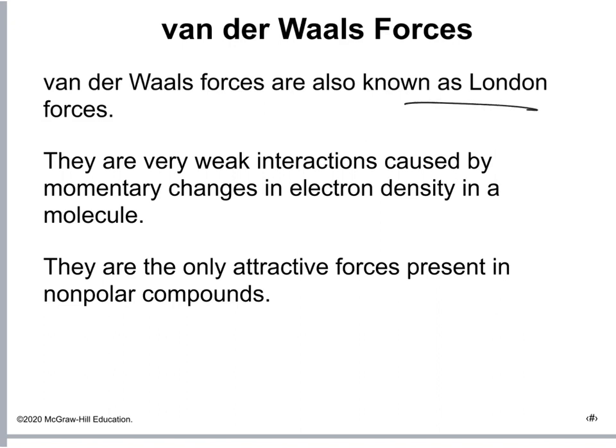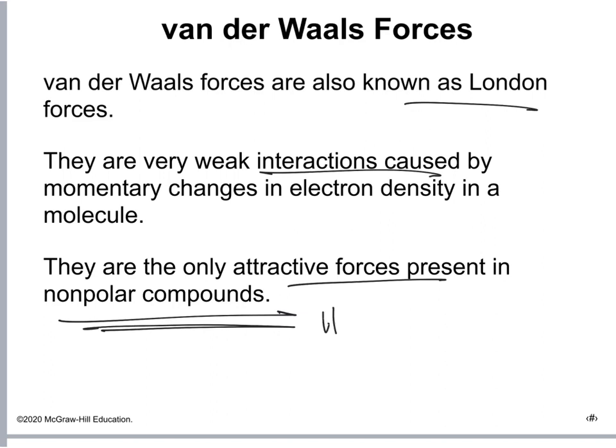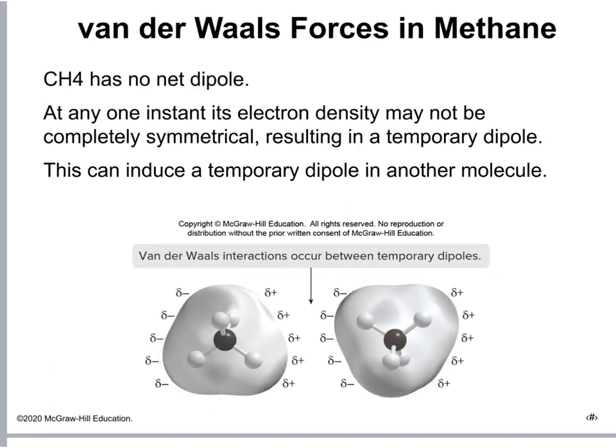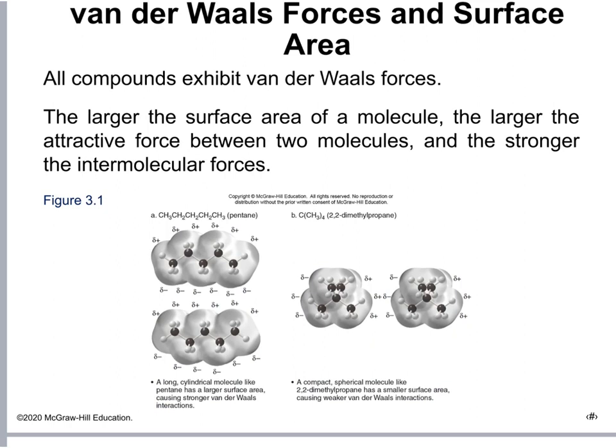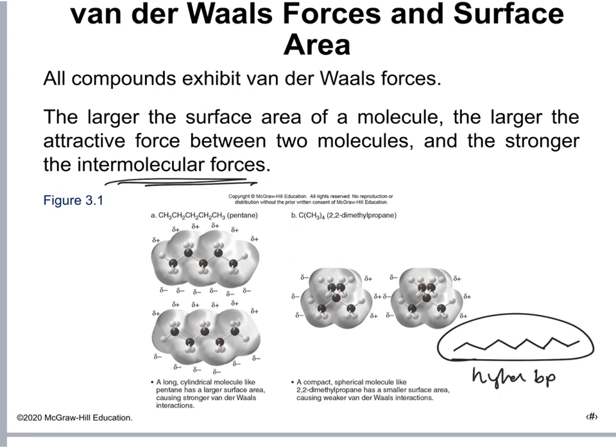Van der Waals are also known as London forces. They are weak interactions. They are the only attractive forces present in nonpolar compounds. Your hydrocarbons are nonpolar compounds. All right, so this is showing you kind of a picture of a dipole. And if you get larger surfaces, like bigger molecules, you're going to have stronger intermolecular forces. So when you get a compound that has a lot of these alkyl chains, then they're going to have higher boiling points and melting points, because you're going to increase the number of van der Waals interactions. So that'll come out into higher melting points and higher boiling points.